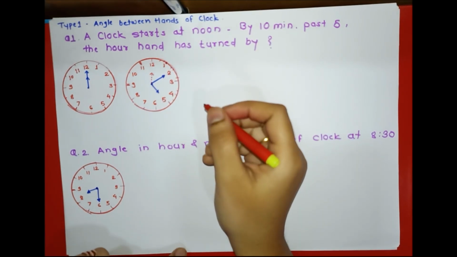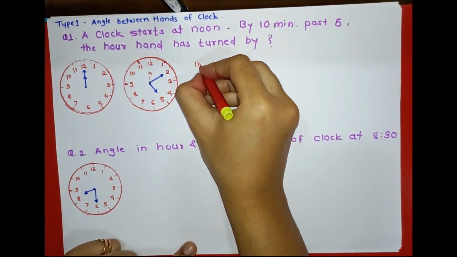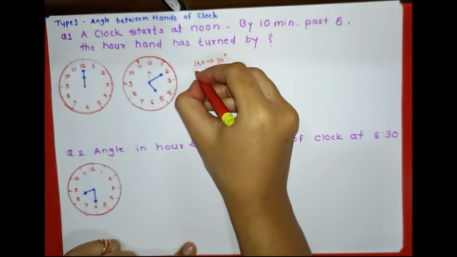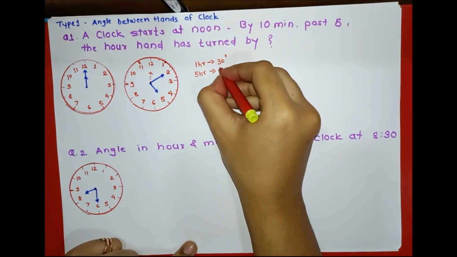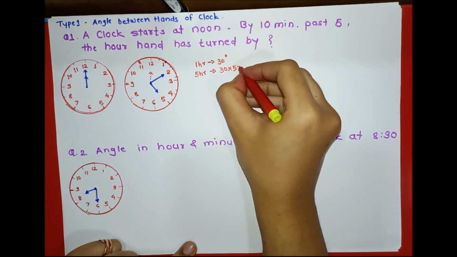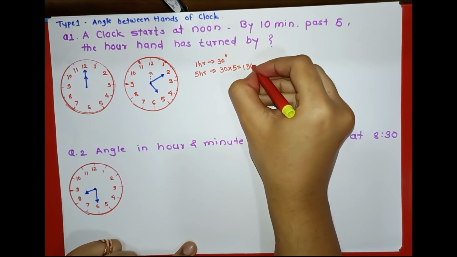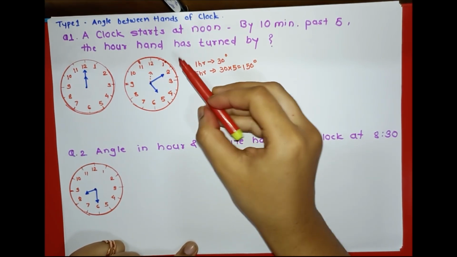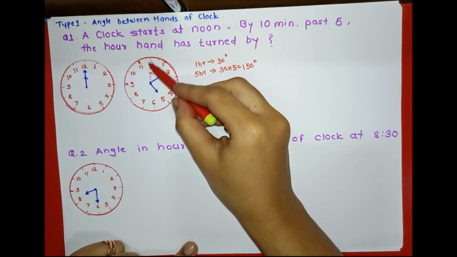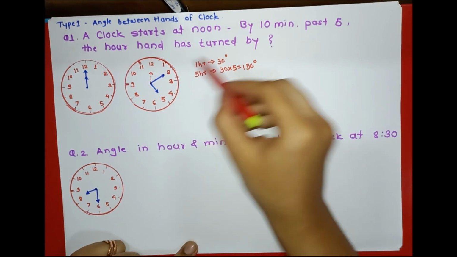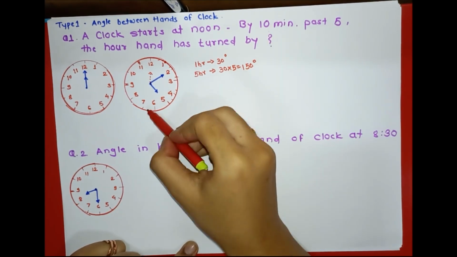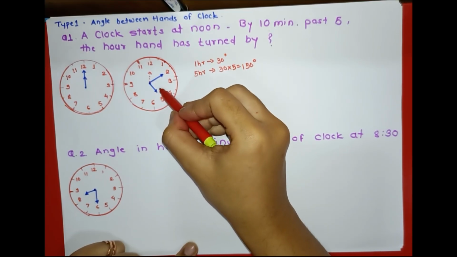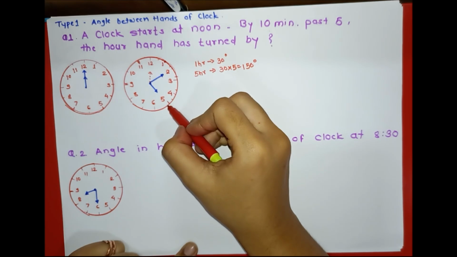So we previously saw in 1 hour the hour hand covers 30 degrees. So in 5 hours it will cover 30 into 5, which gives you 150 degrees. But it's not exactly 5 o'clock. The minute hand has crossed 12 and it is over 2, as we have been given 10 minutes. So the hour hand will not be exactly pointing at 5, but it will shift a bit ahead of 5.